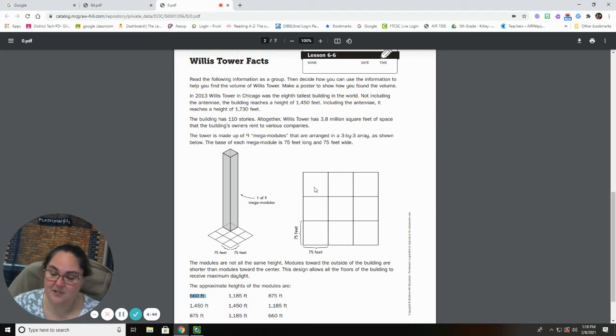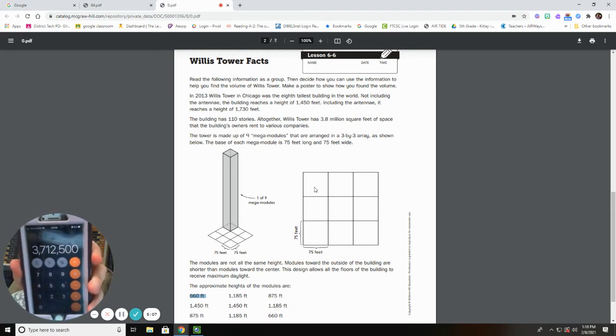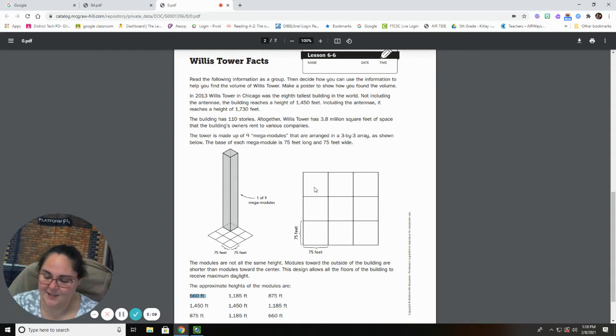If I take that amount, and now I'm going to multiply by 660, because that's how tall it is, right? That means the volume of that first box, oof, this is a large number. So 660 times 5,625. So the volume of my smallest box is 3,712,500.